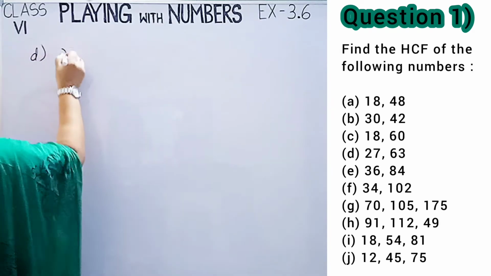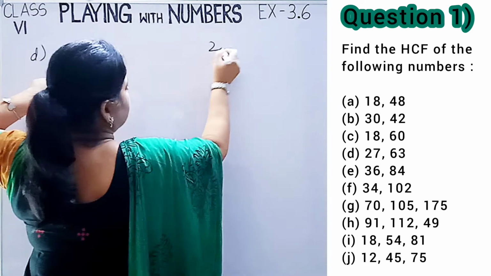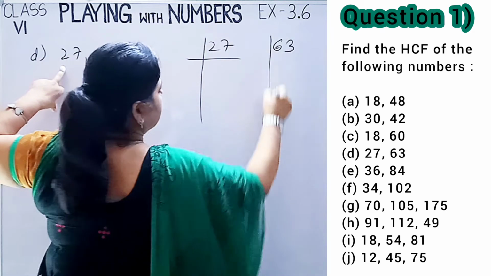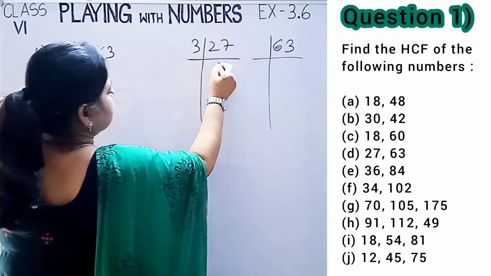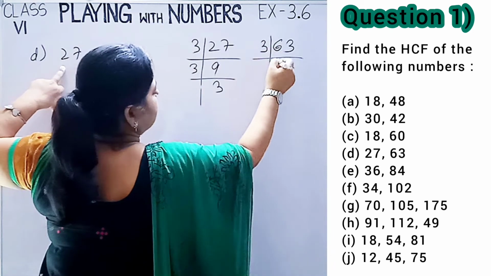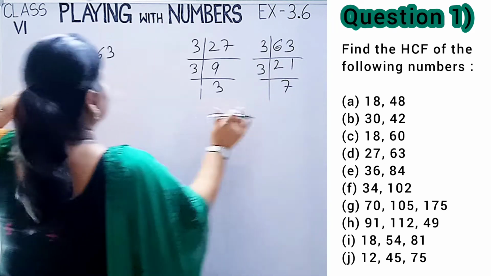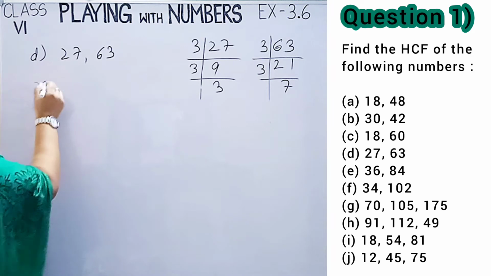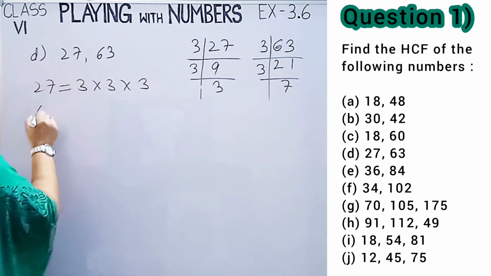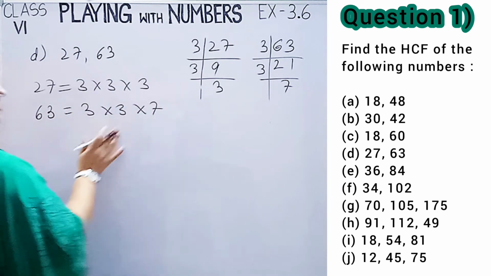D. 27, 63. So let's do prime factorization of 27 and then 63. So 3 9s are 27, 3 3s are 9. 3 2s are 6, 3 1s are 3, 3 7s are 21. So prime factorization of 27 is equal to 3, 3, 3 and 63 is equal to 3, 3, 7.